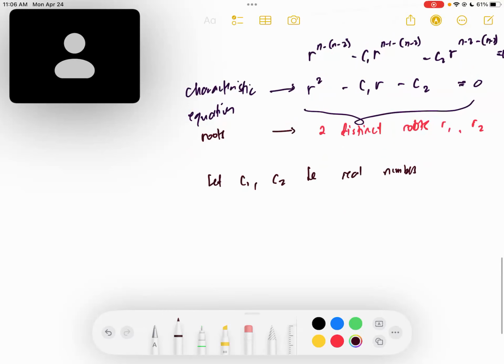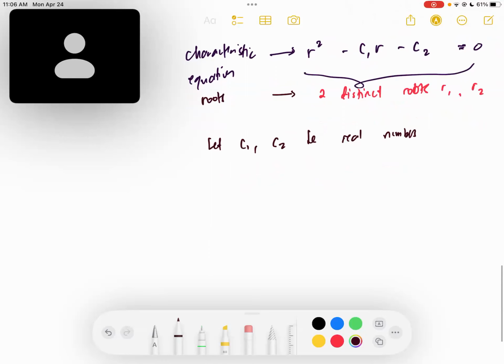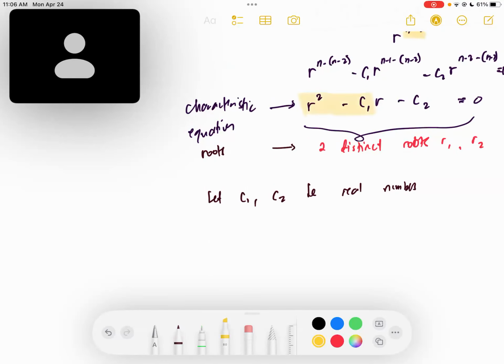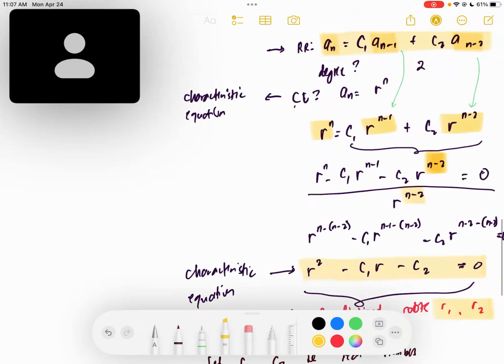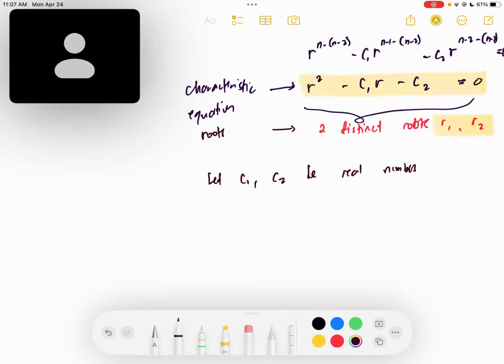If we have this characteristic equation, r squared minus c sub 1 r minus c sub 2 equals 0, which has two distinct roots, r sub 1 and r sub 2, then the sequence is a recurrence solution a sub n equals c sub 1 times a sub n minus 1 plus c sub 2 times a sub n minus 2. So that can just be like that. So we have a sub n and c sub 1 times a sub n minus 1 and c sub 2 times a sub n minus 2.